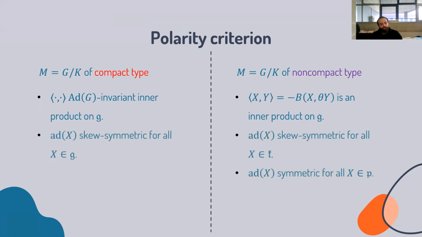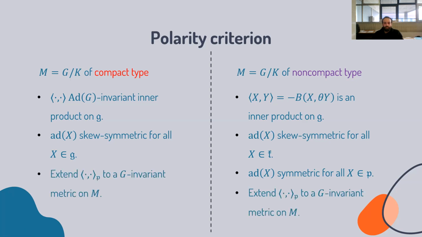So in the compact case, by definition of the scalar product, all inner derivations are going to be skew symmetric transformations of the Lie algebra. Meanwhile, in the non-compact case, the inner derivations induced by elements of K will be skew symmetric, but the ones induced from vectors in P will now be symmetric transformations. And to finish, we simply restrict these scalar products in both cases to P, and we extend them to invariant metrics on M, which is something that we can do because it's easy to see that these metrics are isotropy invariant.